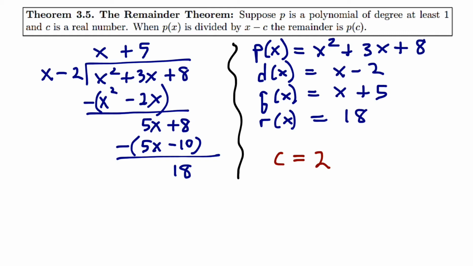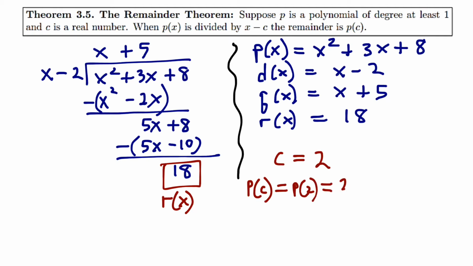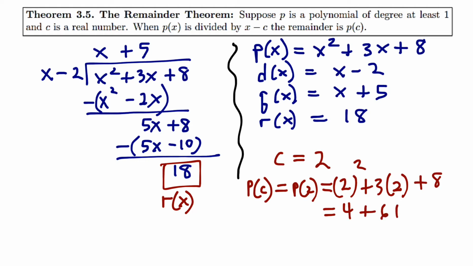So we already carried through the division, so we know we're supposed to get 18, because that was what r of x turned out to be when we carried through this division. But let's see if it works if we find P of c. So that means I'm substituting 2 into my original polynomial, and I'm expecting to get 18. So I'm substituting 2 here. So I got 4 plus 6 plus 8, so that's 4 plus 14, so that's 18. Okay, so it worked. So this theorem is true.